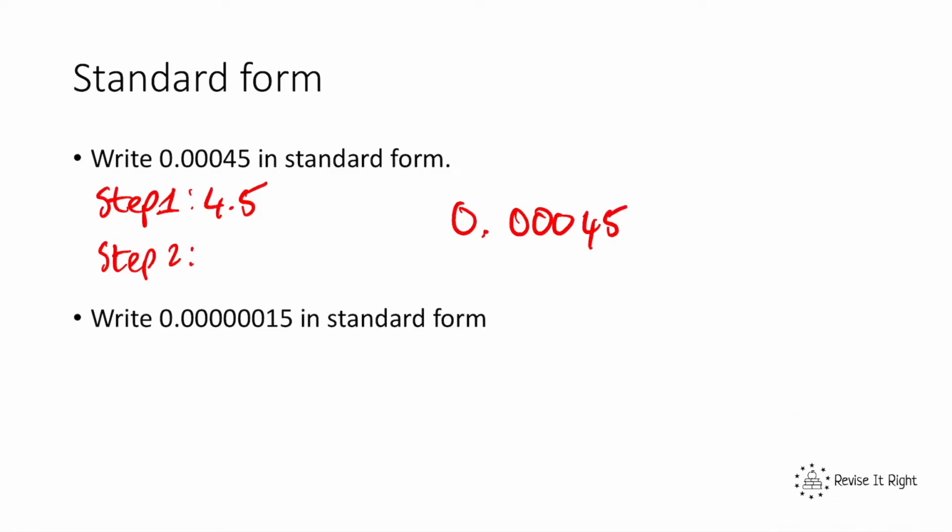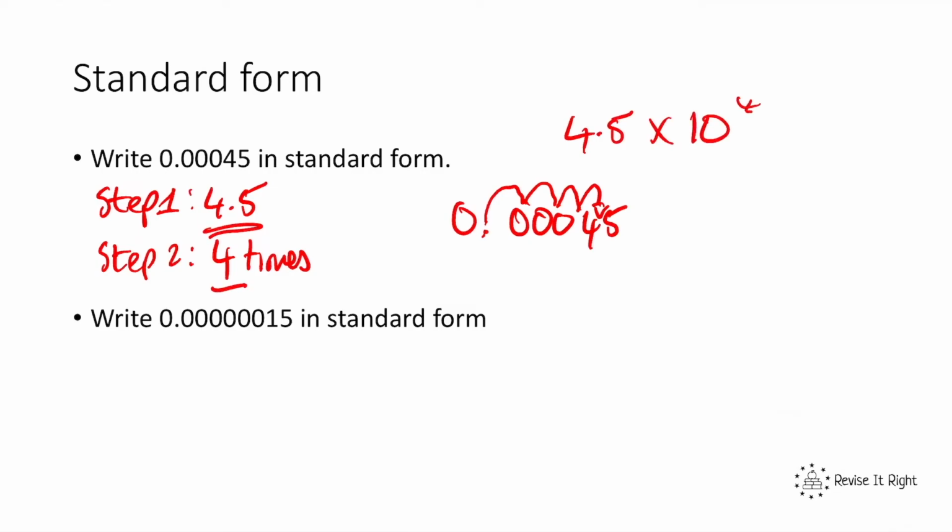So the decimal is here. We've got 1, 2, 3, 4. It's moved 4 times, so that's what we write here. So we're going to write 4.5, because that's our number here, times 10 to the power of 4. However, because we now move to the right, because we're dealing with smaller numbers, we put minus 4. So it's not going to be a normal 4, it's minus 4. So the answer is 4.5 times 10 to the power of minus 4.